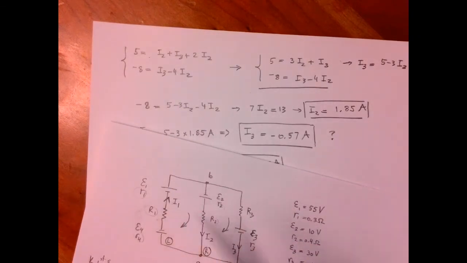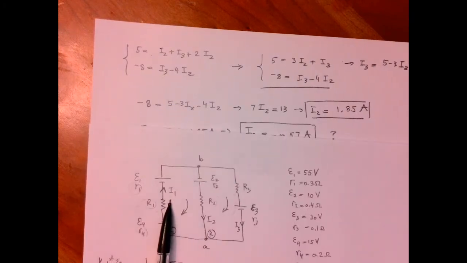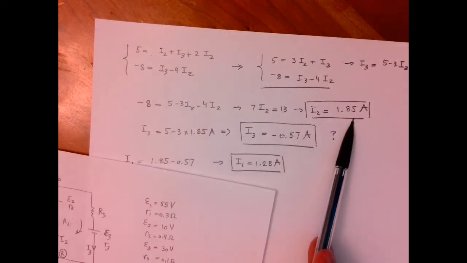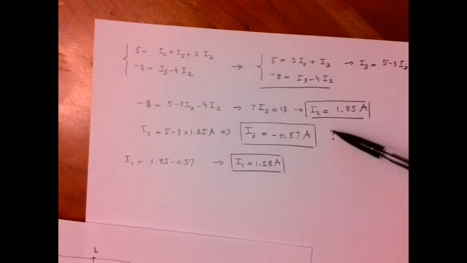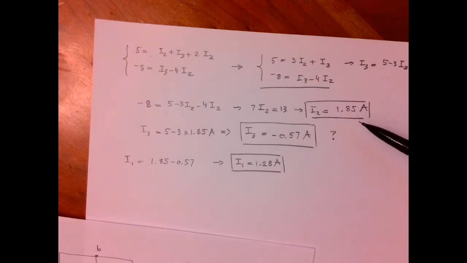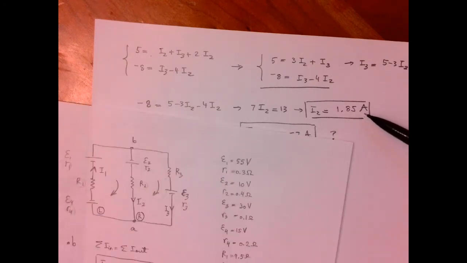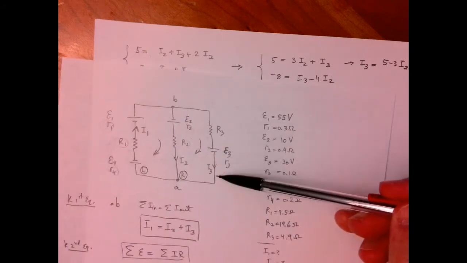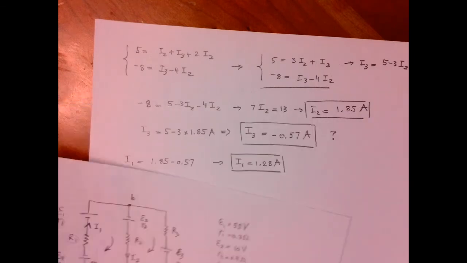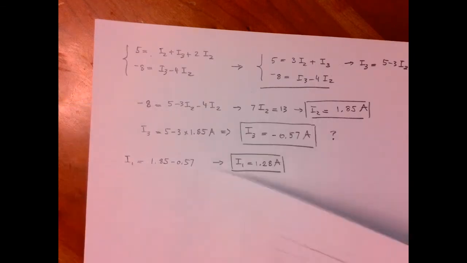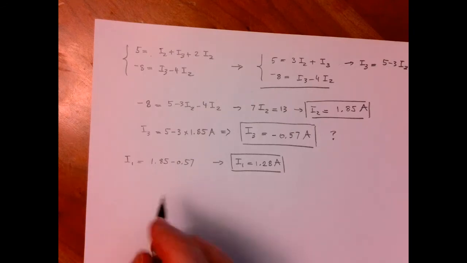So I'm going back to my original choices. I1 I chose to be in this direction, and because I found a positive value, that means it's correct. I2 I chose to go down, but again it's correct, it's positive. But I3 I chose to go down, and I found here a value that is negative, which means I chose wrong.